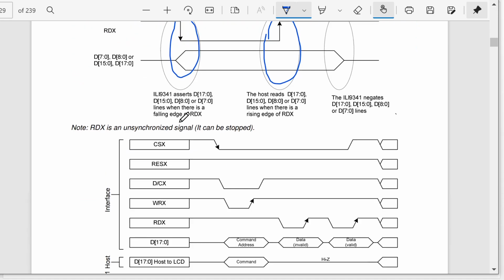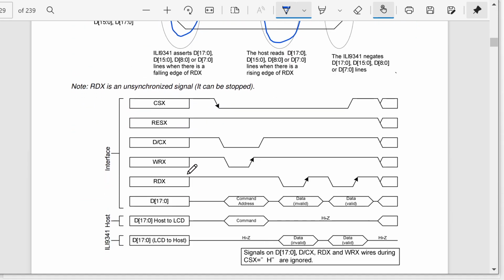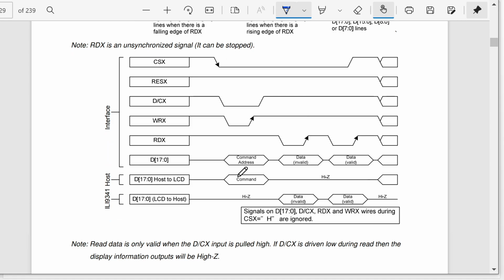Okay. So let's take a look at the signals, how we read the data. This is the CS signal. The CS signal is active low. The reset signal always stays at high level. And this is the DC signal. The low level means we write the register address. Okay. So we write the register.